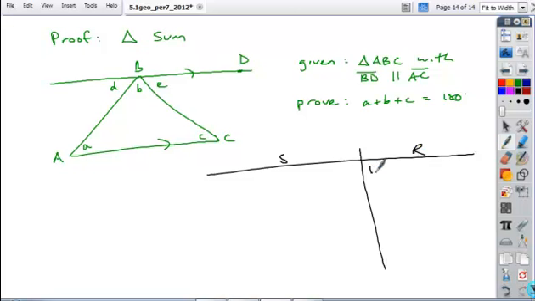So let's look at our two-column proof here. If we start with the original information, we have triangle ABC with BD parallel to AC. All right, so anytime we're attempting to create an end state for a proof, we want to try to introduce all the elements of that end state. So here we want to introduce A, B, C, and 180 degrees.